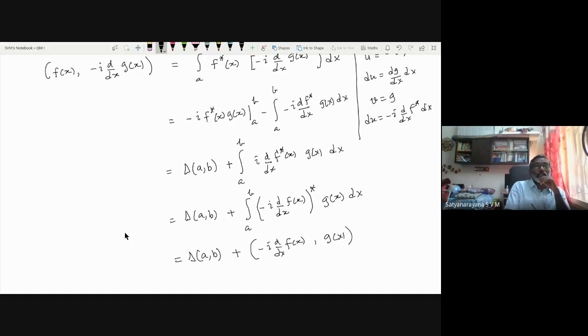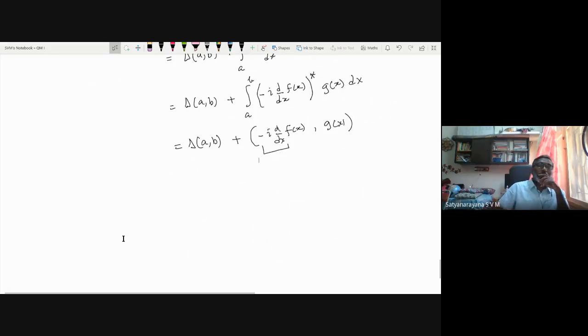So you see, I started with this operator and I got this operator. Now, if this delta ab is equal to 0, then I can say that this minus i d by dx is a self-adjoint operator.